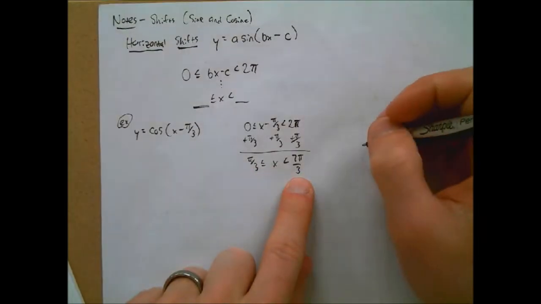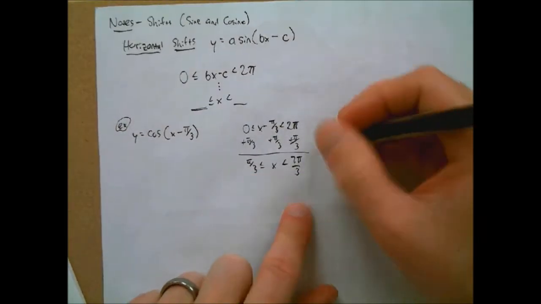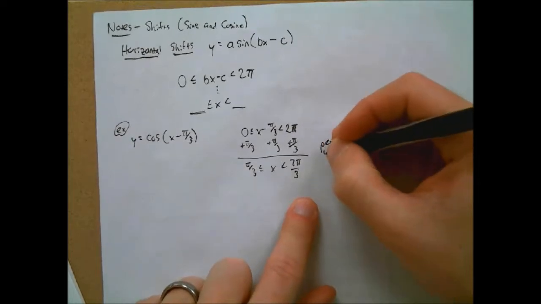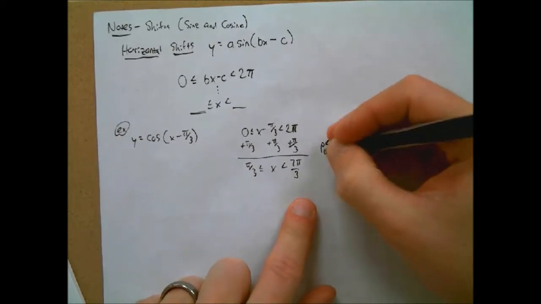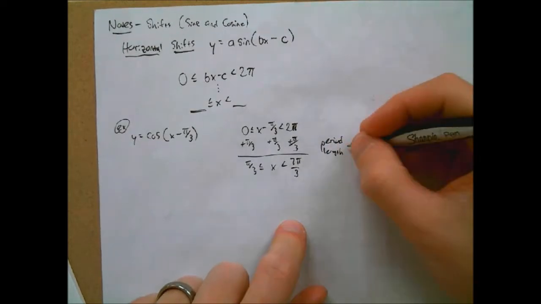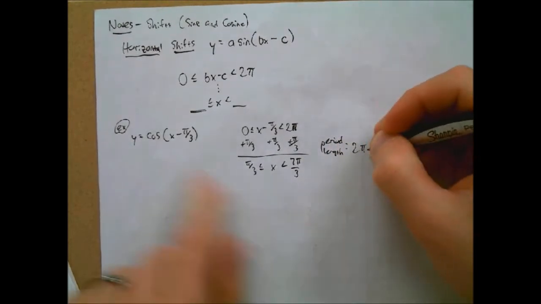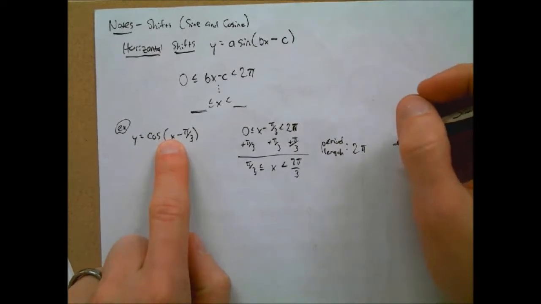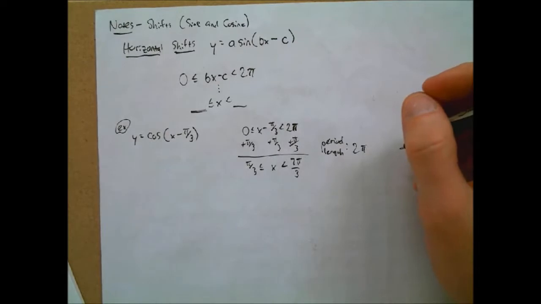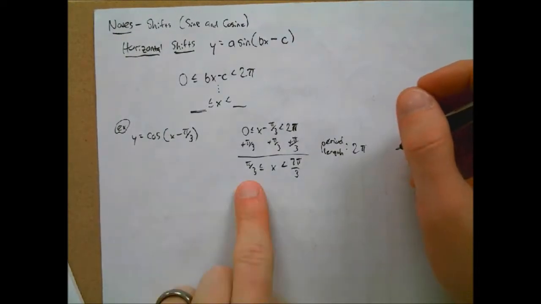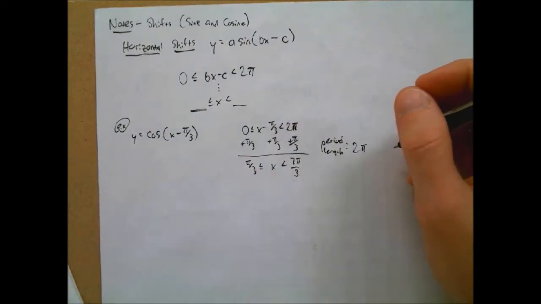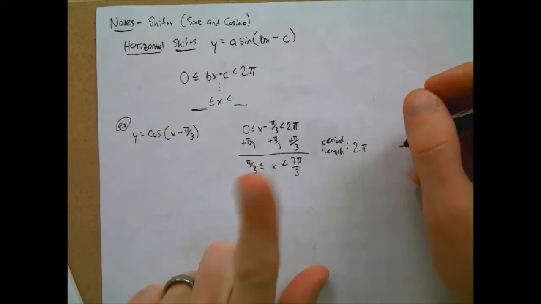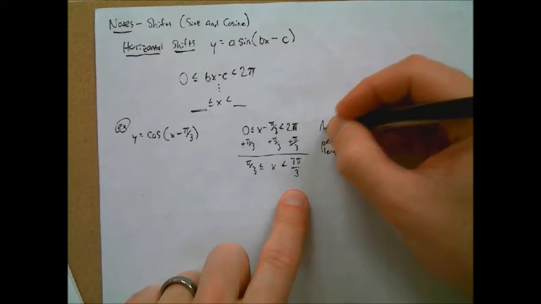What is the length of the period, though? It's still 2 pi, right? Which should make sense because did we have a coefficient in front of the x? There's no coefficient, so that didn't stretch or shrink our period at all. We're still repeating every 2 pi. It's just shifted everything right pi over 3. So instead of starting at 0, we start at pi over 3, and instead of ending at 2 pi, we end at 7 pi over 3. Okay? What's the amplitude for this graph going to be?